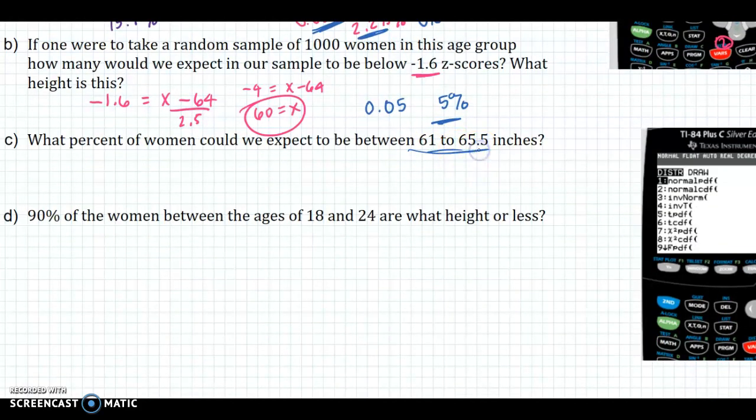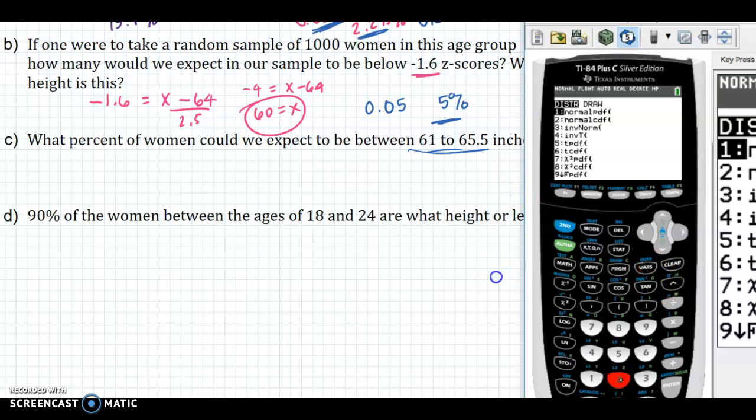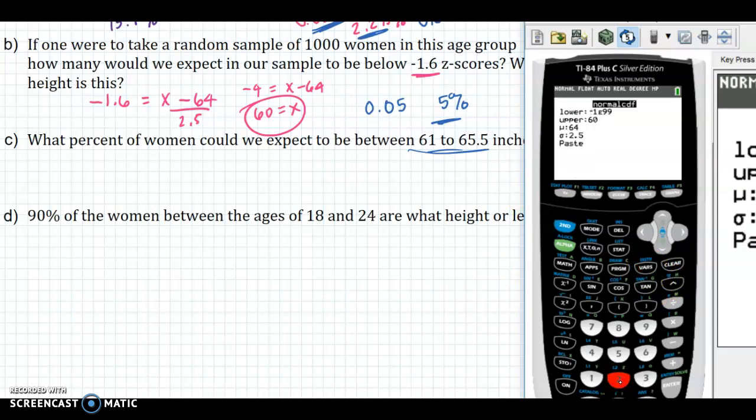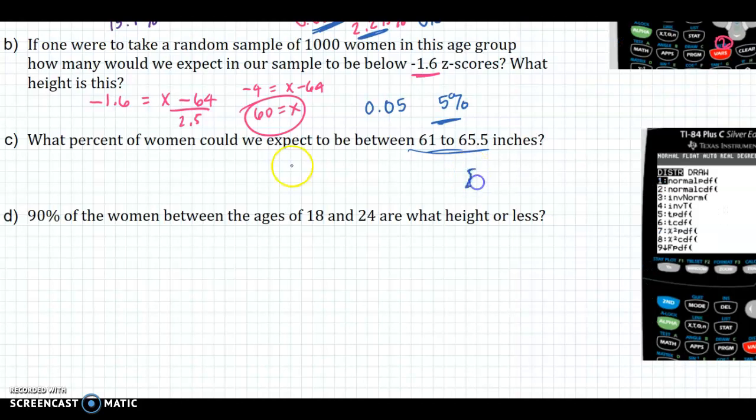This one doesn't have any infinities. So again, you're just going to punch it in. What percent of women would we expect to be in between those two? So our lower is 61. Our upper is 65.5. All the other numbers stay the same. So we're looking at about 0.6106 or 61.1%.